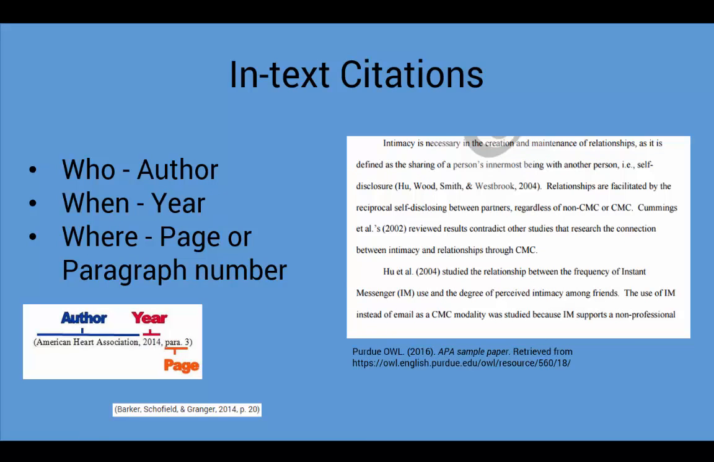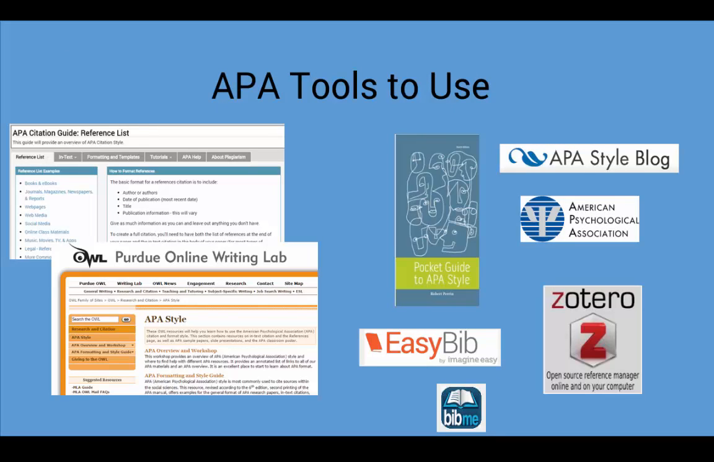To formulate an in-text citation, the information you need is even simpler. Who, when, and where. But this time the where represents the location within your source, not the location of publication. The where in an in-text citation will either be a page or paragraph number. Once again, there are many different ways to format a citation, depending on your resource and whether you're quoting or paraphrasing. It's important to remember that you're not supposed to memorize all the minute details of APA style.